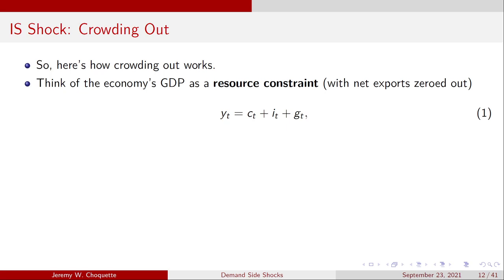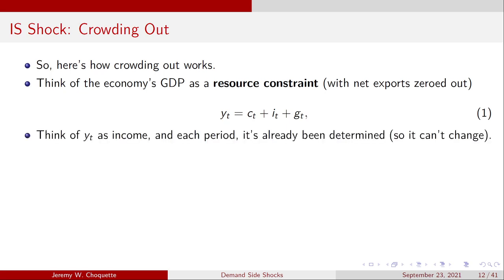Now, this is a resource constraint because the amount that you produce, Y, is income, and it can only be split up between consumption, investment, and government spending. So think of Y as income. In each period, it's already been determined, so it can't change. Why can't it change? Well, you have to know what amount of inputs you're going to put into producing stuff. So if you get hit with a shock this period, well, you've already decided what you're going to put into it.